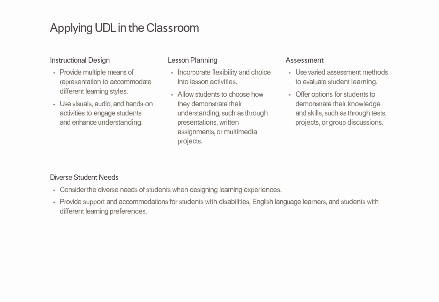Applying universal design for learning principles in the classroom requires careful consideration and intentional instructional design. Here are some key strategies for implementing UDL. Instructional design: provide multiple means of representation to accommodate different learning styles and preferences. Utilize visuals, audio, and hands-on activities to present information in various formats, enhancing student engagement and understanding.